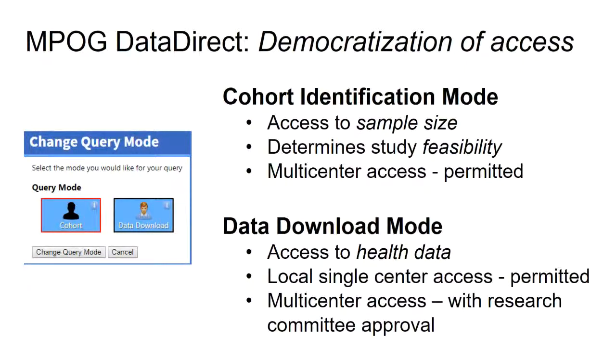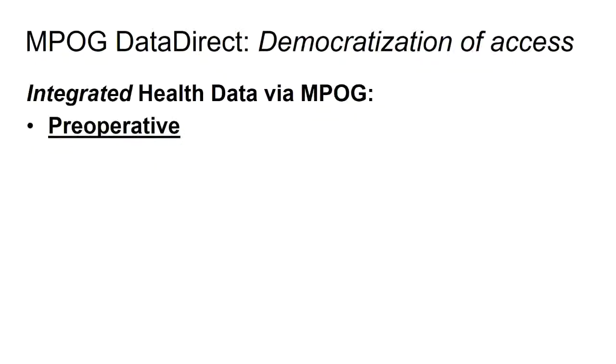We, as a group, have decided that any investigator at a participating institution has access to their own health data at their hospital. And then with approval from our research review committee, we will give you access to the multi-center data after you've presented your research project to our group. And so that's the way we've been able to democratize access to health data.